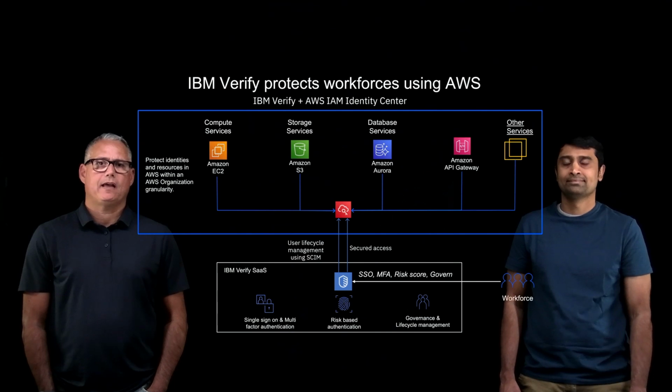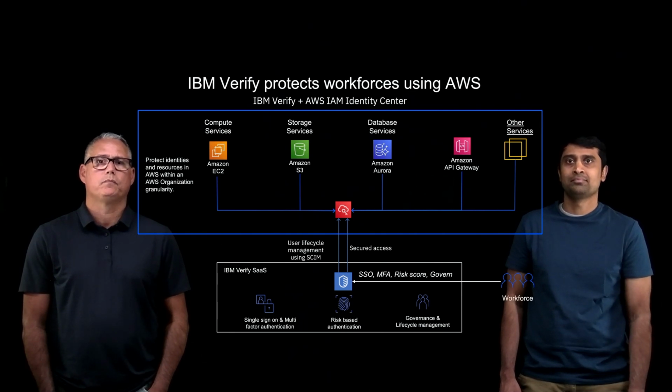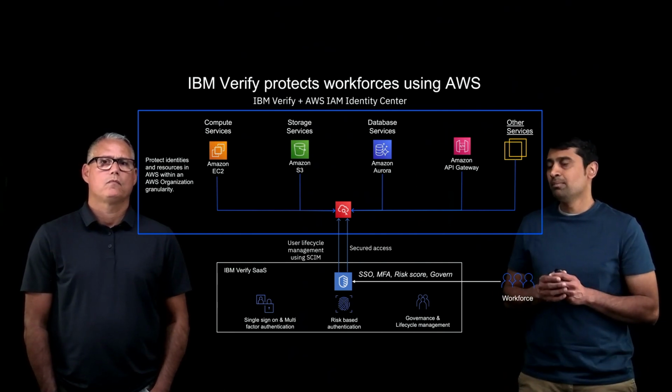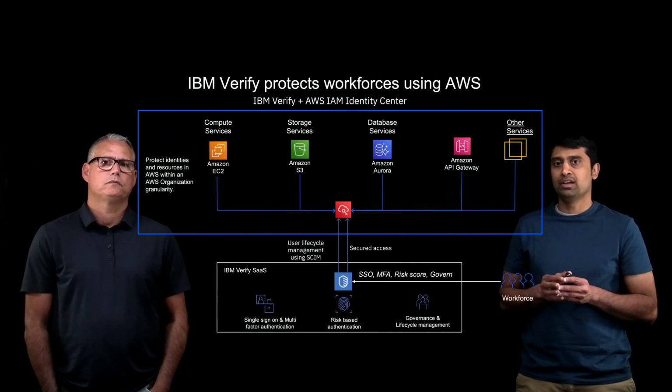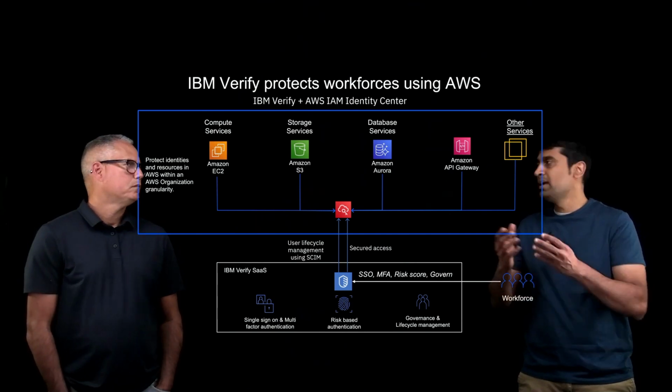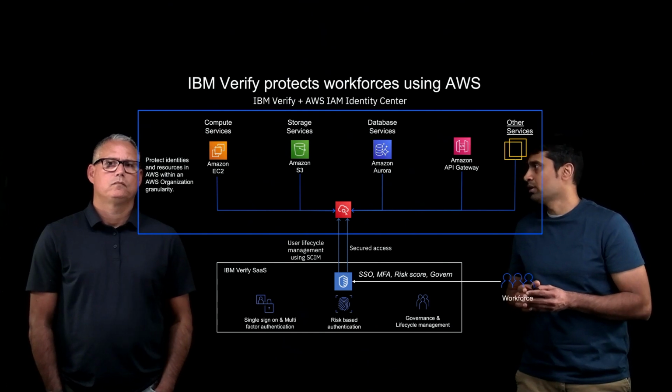IBM Verify SaaS provides the ability to organize all the AWS permissions on application roles, providing a mechanism to assign the right permissions on AWS according to the roles and responsibilities of the type of users that are represented in the platform. Great, Jose. You provided an amazing explanation of the integrations and how customers can use it. But what are the benefits of these integrations to our customers?